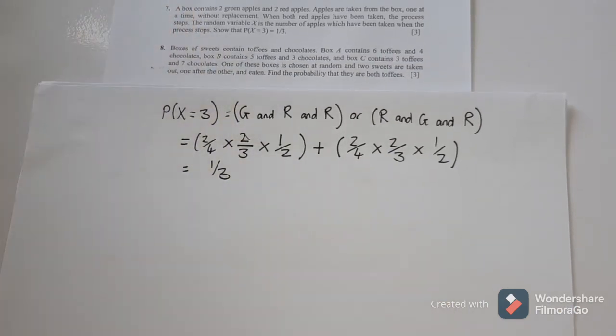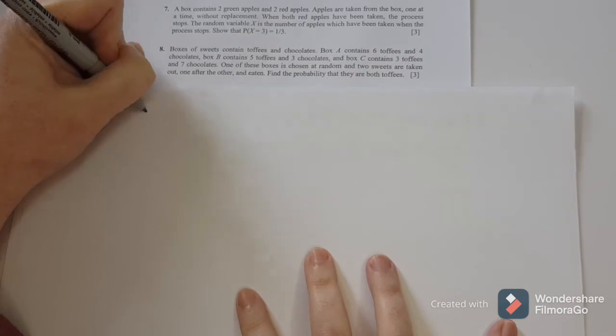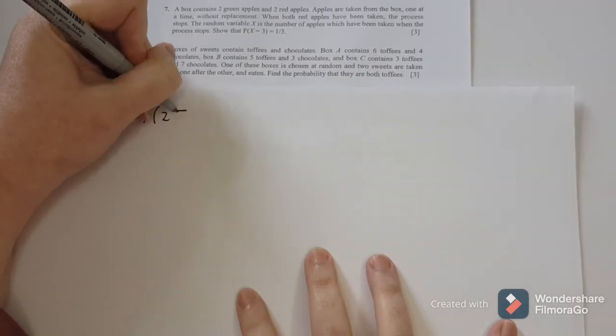And then for the next one, now we're looking at boxes of sweets containing toffees and chocolates. Box A has 6 toffees and 4 chocolates. Box B has 5 toffees and 3 chocolates. And box C contains 3 toffees and 7 chocolates. So one of these boxes is chosen at random, and the 2 sweets are taken out, one after the other, and then they're eaten. So they're also not put back, just like the apples. And we need to find the probability that both of them are toffees. So we want the probability of having 2 toffees.